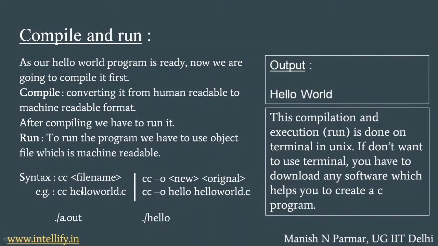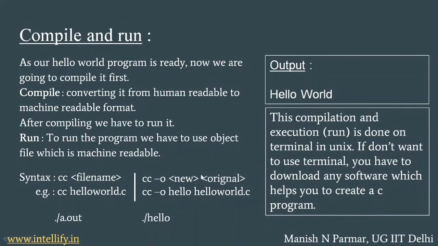This feature is for Unix, as we know that Unix is connected with C, and C is mostly connected with Unix. So here I'm discussing Unix features. So here you can use cc hello world.c. So this will compile my program. There's another method for compilation, like cc hyphen o and then new and original.